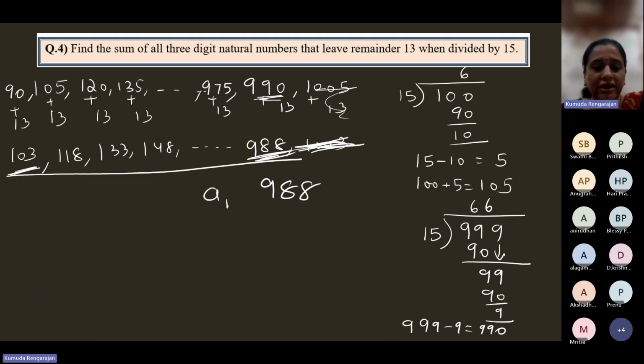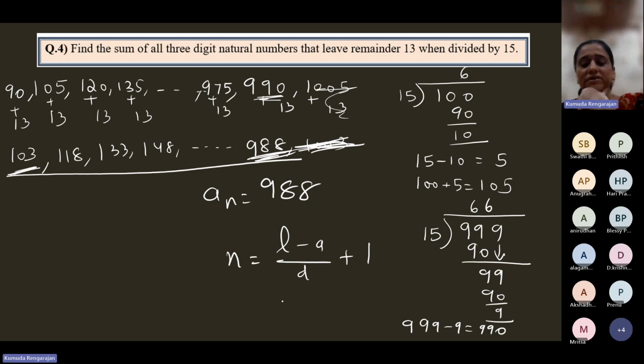And how do you do that? An is equal to 988. When you work this, you can get the value of n. Some schools would have given this formula: L minus a by d plus 1. Okay, you can use it if your school has given this formula, but I don't use this formula. I always work it with an. To find n, there's a formula: last term minus the first term by the common difference plus 1.